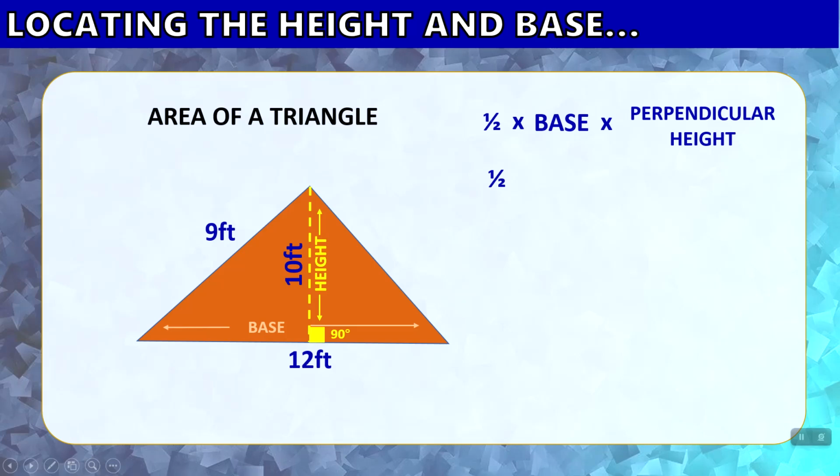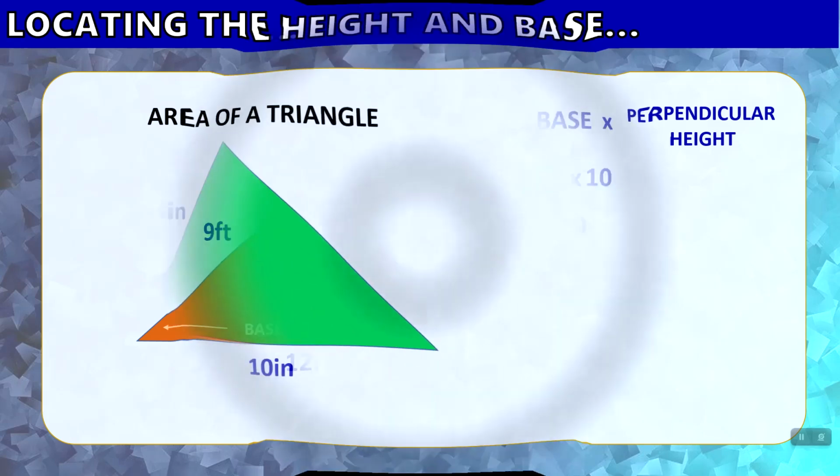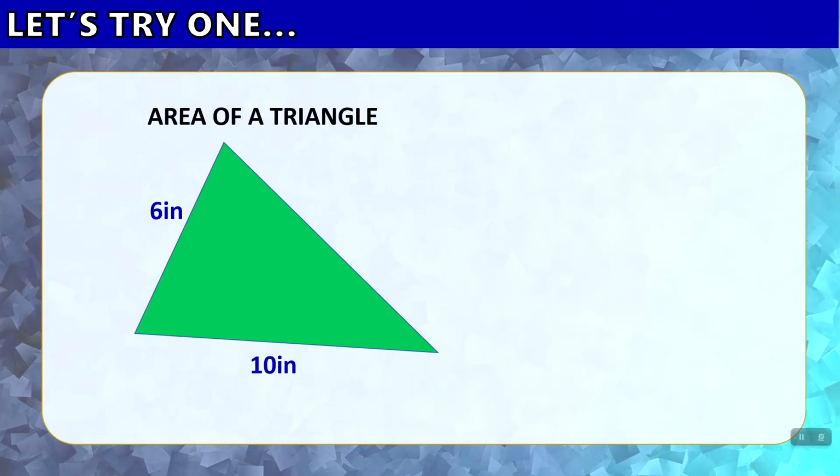And so we can substitute now the values. The base is 12. The perpendicular height is 10. Half of 12 is 6 times 10 gives us 60 feet squared. Remember, area is always stated in square units. And so the answer is 60 feet squared. Let's take a look at another triangle. And we write the formula half times base.